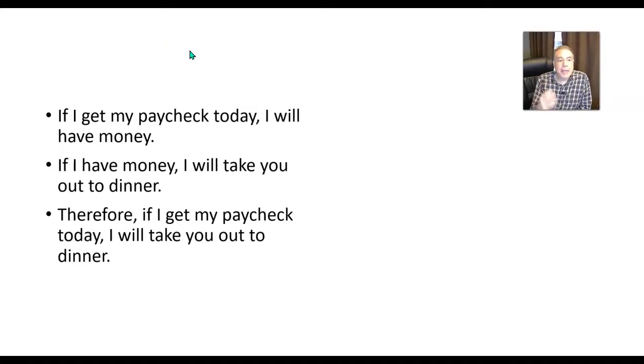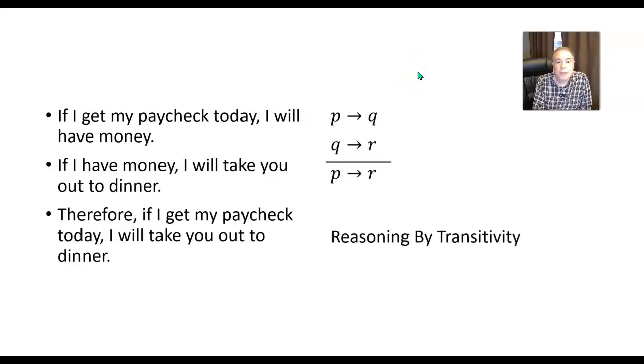Next example, if I get my paycheck today, I will have money. If I have money, I will take you out to dinner. Therefore, if I get my paycheck today, I will take you out to dinner. So in symbols, this would look like if P, then Q. So the P stands for getting the paycheck, the Q stands for having money. If Q, then R. Q stands for having money, R stands for taking you out to dinner. Therefore, if P, then R. Do you recognize the pattern? Reasoning by transitivity, and it is valid.